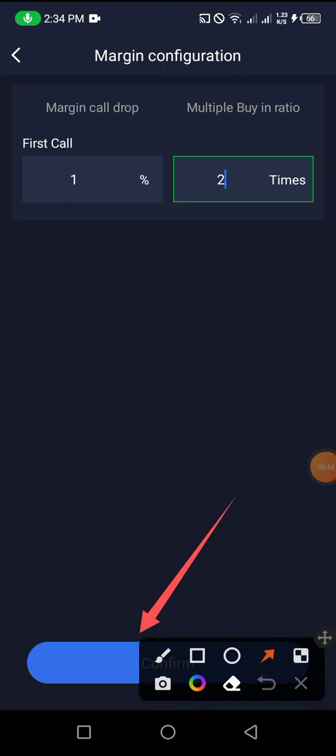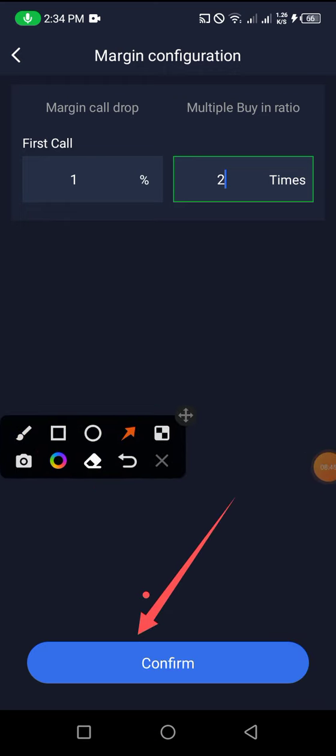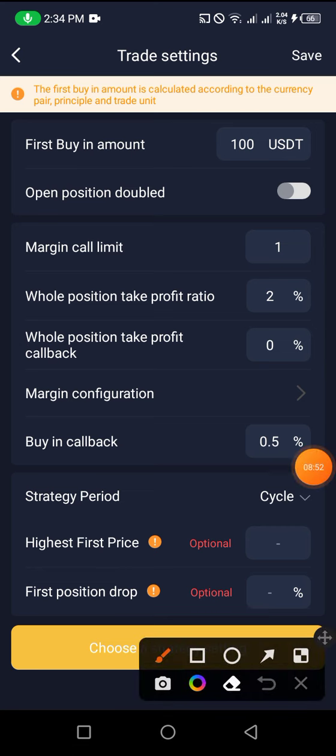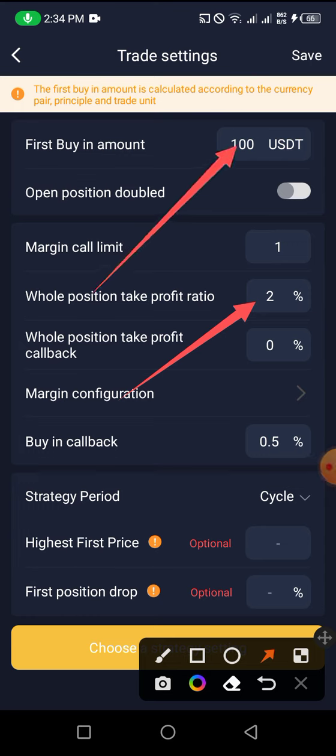All right, so if that is okay, you then confirm. You just tap here and confirm. All right. Good. Then we come back and check if all is set based on what is in the signal. They told us to set our take profit at 2. This one is at 2. Our margin call limit is 1 because we were given provision for the margin call drop for only 1 call. Then this one we leave the way it is, 0.5 as the buy-in callback.